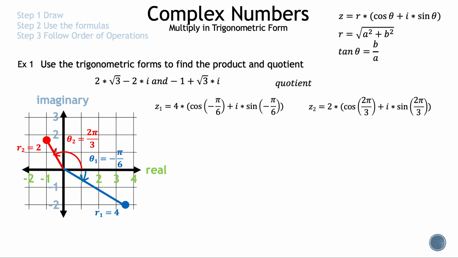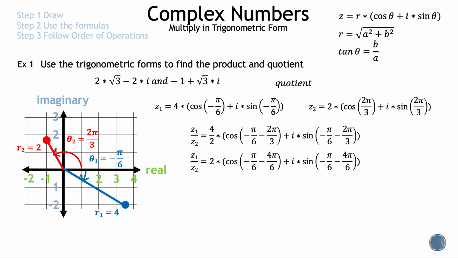So where do you think the quotient of z sub 1 and z sub 2 will be? To the left of the red line, in between the red and blue line, or to the right of the blue line? So let's find out by dividing z sub 1 by z sub 2. So we divide the moduli, 4 divided by 2, and subtract the arguments, negative pi over 6 minus 2 pi over 3 in each parentheses. Let's simplify.